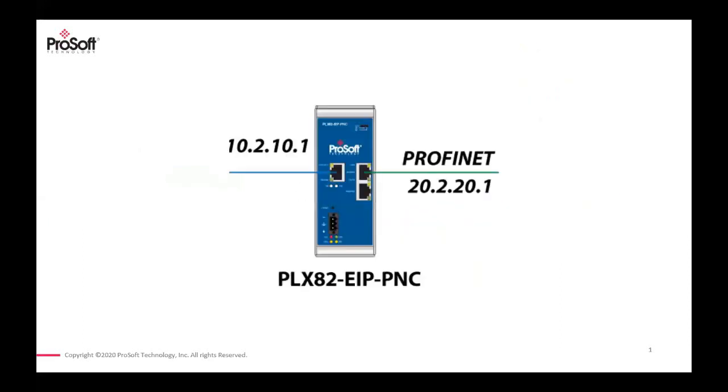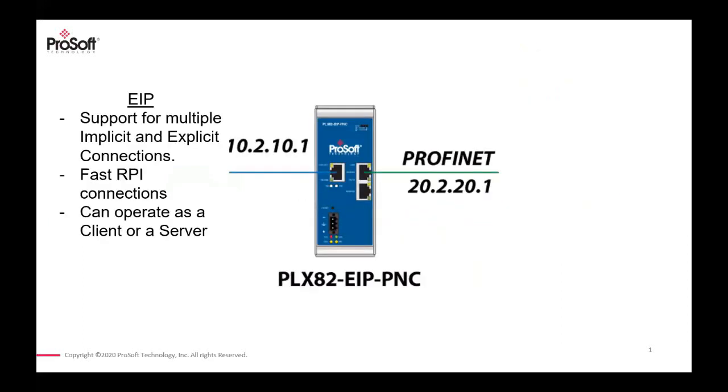This one device that they get comes with multiple implicit and explicit connection support. It also supports fast RPI connections on EtherNet IP. As an added bonus, it can operate both as a client and as a server. So if they decide that their EtherNet IP controllers need to become EtherNet IP servers, then that solution would still work.